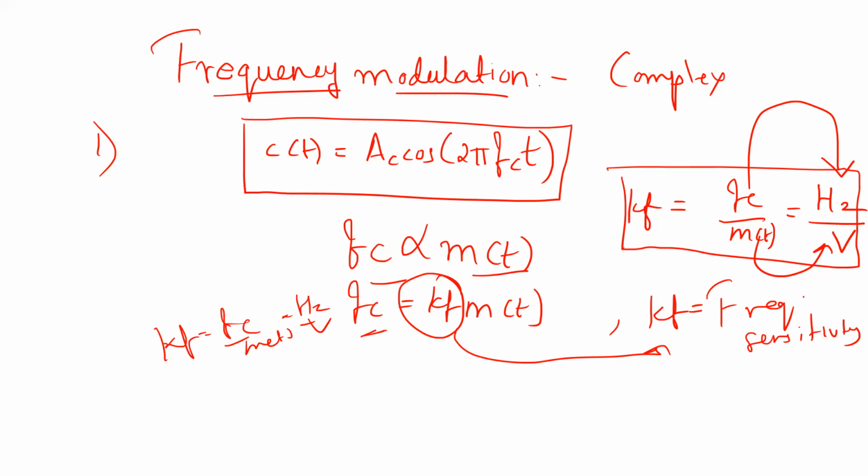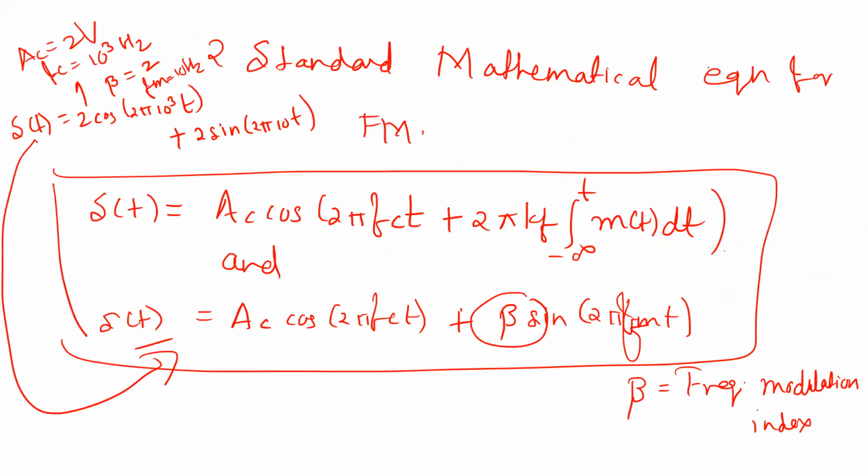The frequency sensitivity. K is also sensitivity, but K is the amplitude sensitivity, and KF is the frequency sensitivity. Please be specific with the terms. Then please repeat these two mathematical expressions which are used to denote the FM signal. Please read them one by one.